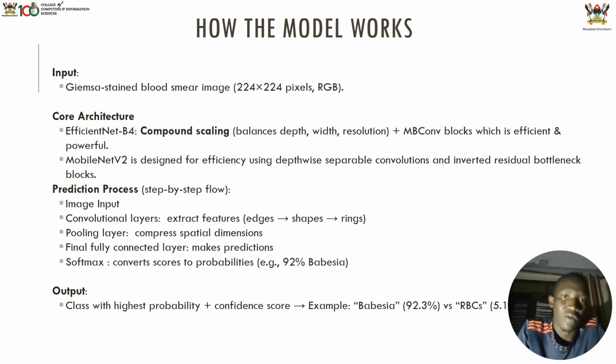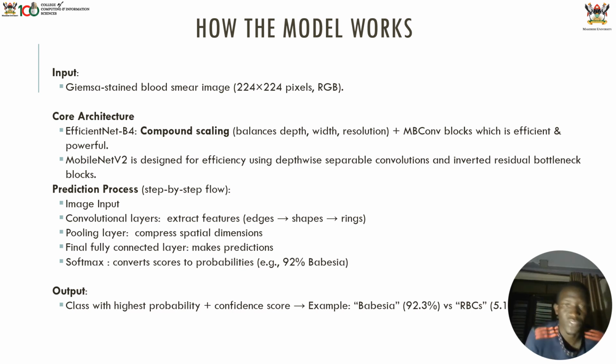So we have our core architecture, in which we are using two models, EfficientNet V4 and then MobileNet V2. EfficientNet V4 uses compound scaling, a balance of depth, width and resolution for better accuracy. It also uses MBConv blocks, which are efficient and powerful for feature extraction. MobileNet V2 focuses on efficiency using depth-wise separable convolutions and inverted residual bottleneck blocks, making it lightweight and fast.